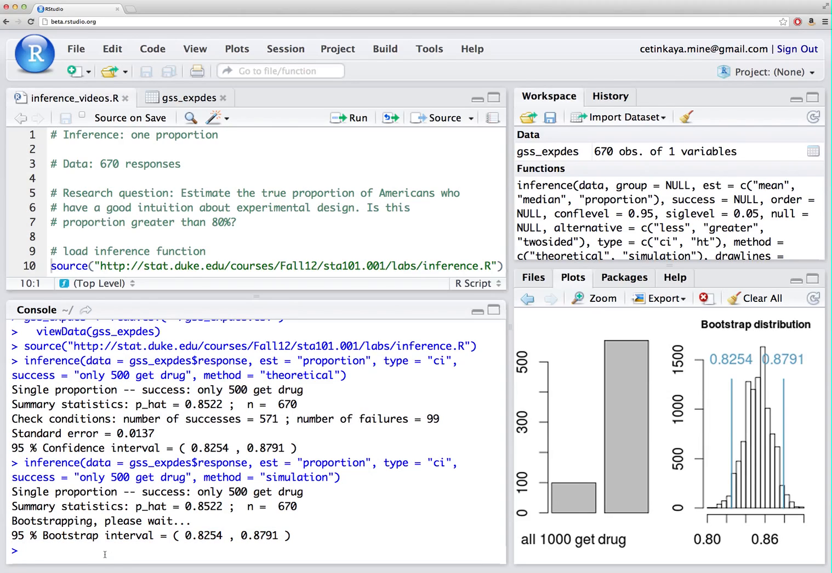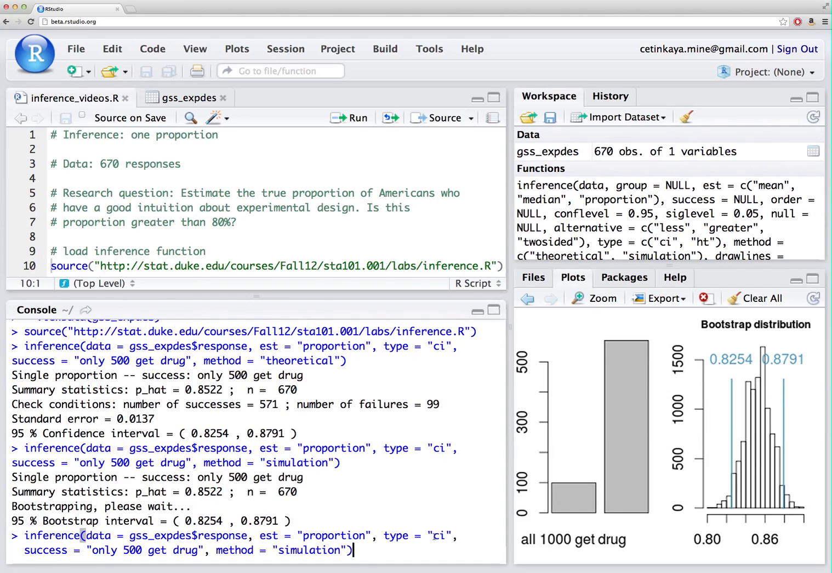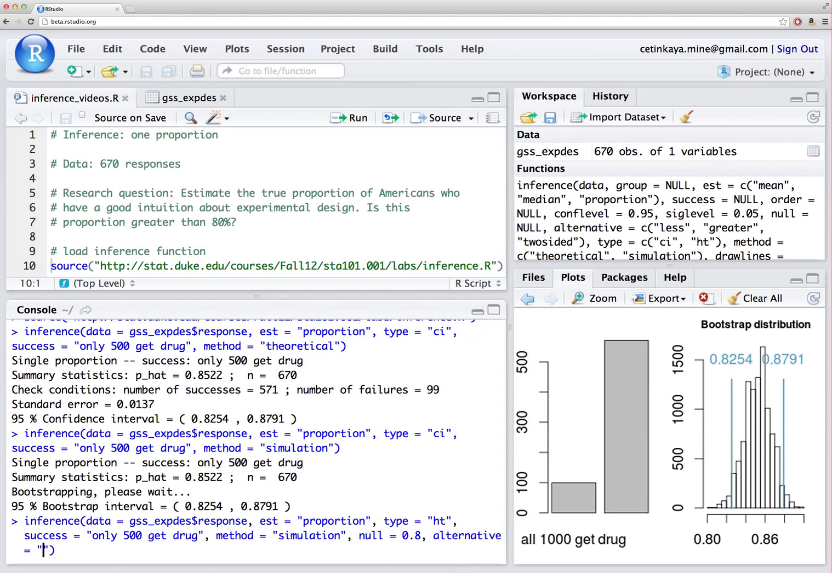We can also answer the second part of the research question, is this proportion greater than 80%, using a hypothesis test using either a simulation or a theoretical method. Let's start with a simulation. All I need to do is change from type CI to HT. And since I'm doing a hypothesis test, I need to give it a null value. In this case, we're looking for is the proportion greater than 80%? So in the null hypothesis, I would set the true proportion p to 0.8, and my alternative will be greater.